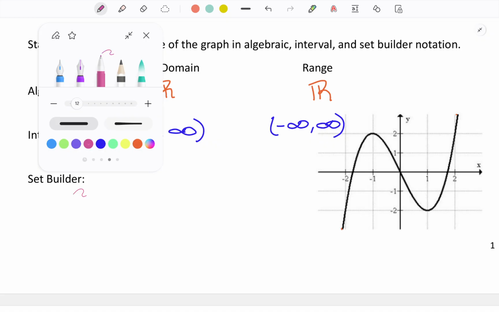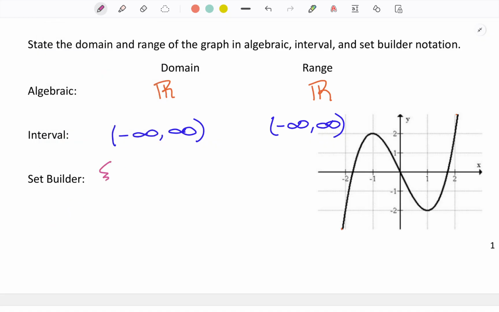Now for set builder notation, we are still going to use our fancy brace, and x is such that, and then we are going to have all real numbers. And then for our range, we will have y is such that we have all real numbers again.